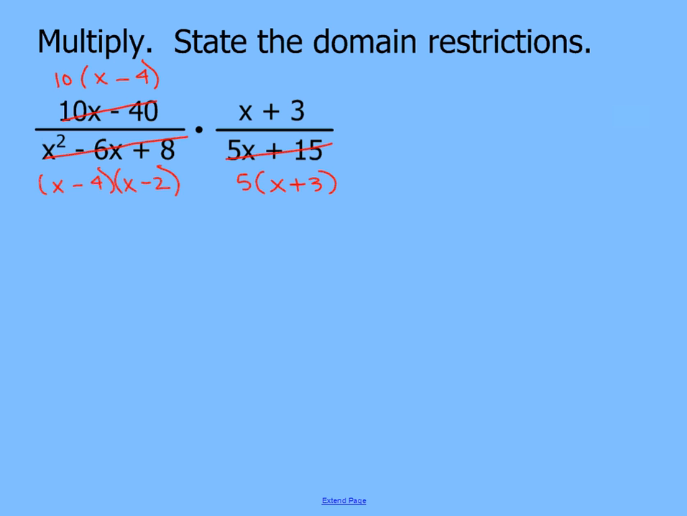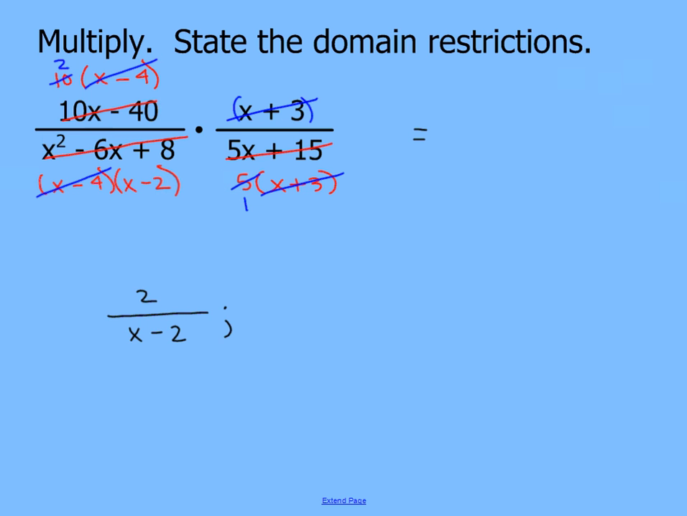Now I can go through and cancel out any of my factors from the top and the bottom. So I have an x minus 4 on the bottom and on the top. I have an x plus 3 that I can cancel out. I also have a 5 and a 10. 5 goes into 5 one time. It goes into 10 two times. So the only thing that I have left on the top is a 2. And then on the bottom, I have 1 times x minus 2.